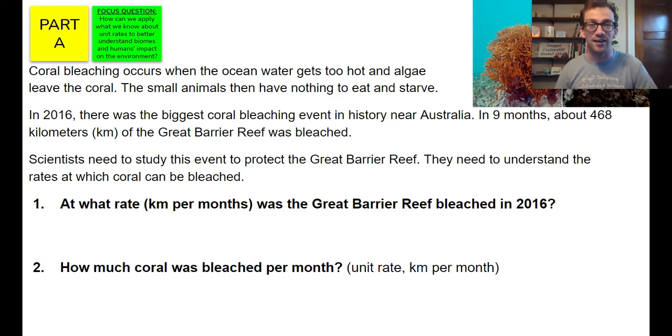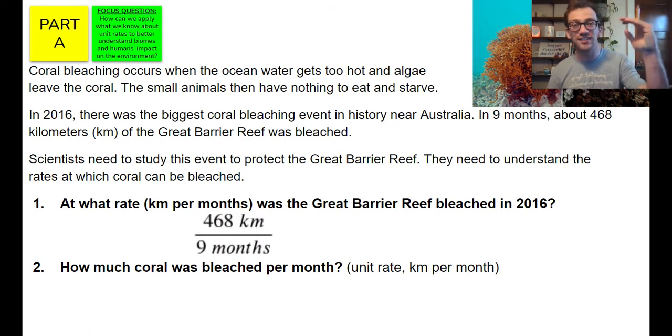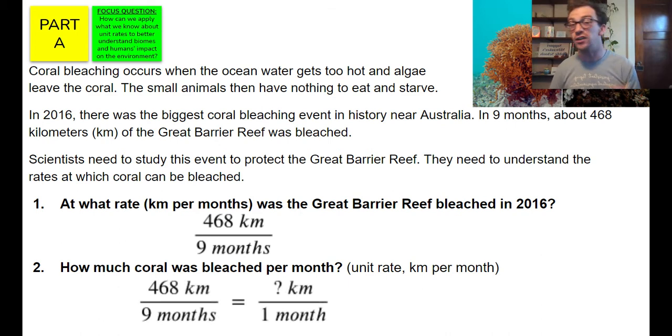We can write that rate just like this: 468 kilometers over the course of 9 months. Number 2 on your assignment then says you're going to need to take that rate and find the unit rate. How many kilometers were bleached in just 1 month? To figure out that answer, we can set up this proportion where we know 468 kilometers were bleached in 9 months, which tells us how many kilometers were bleached in just 1 month. Clue in, the denominator, the bottom number, is 1 month. So that's going to tell us the unit rate.